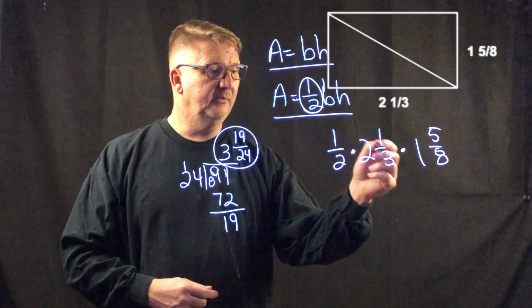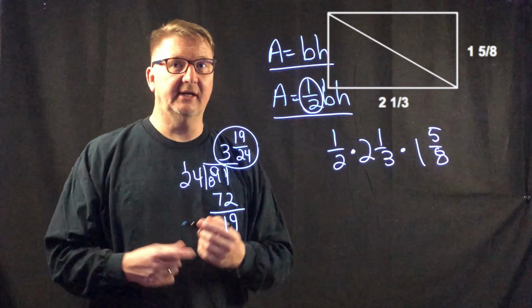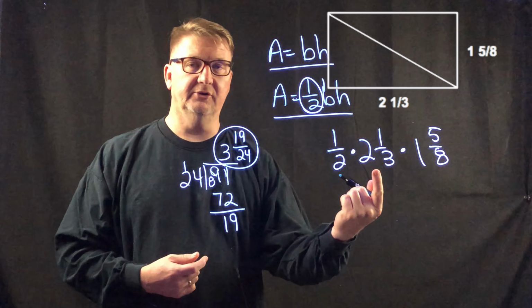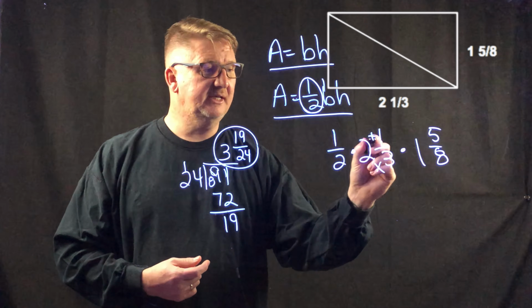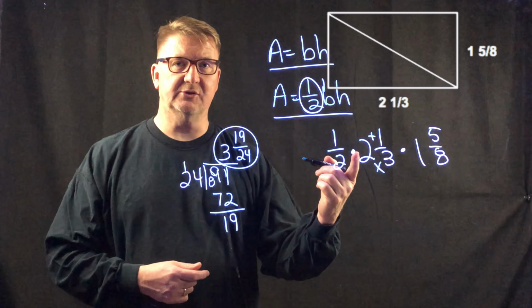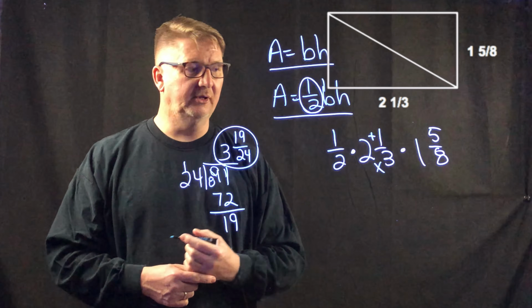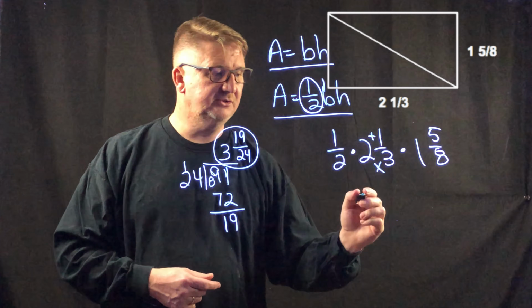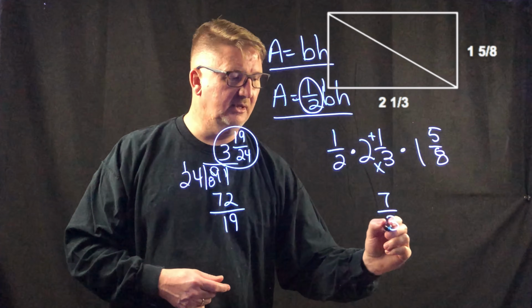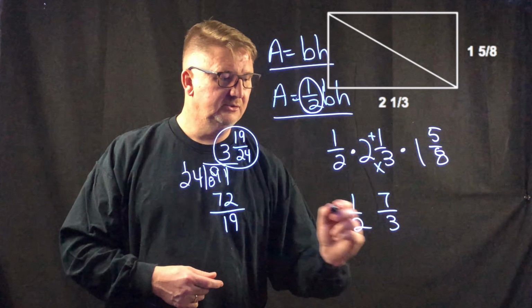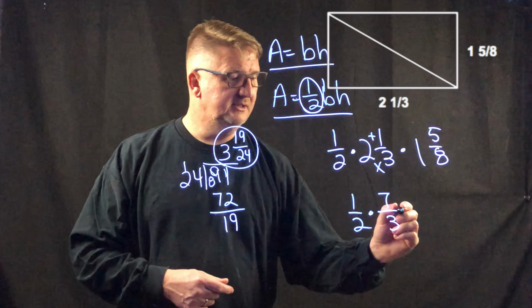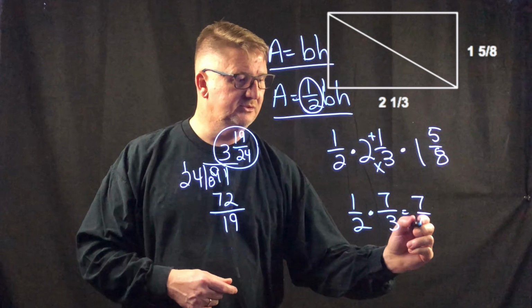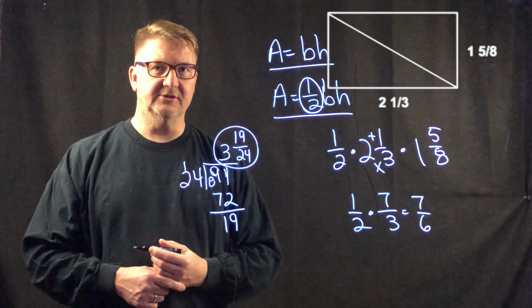All right, so I'm going to multiply 1/2 times 2 1/3. So I got to go back to what we did before. I got to turn this into an improper fraction, and I do that by multiplying the denominator times the whole number and adding the numerator. 2 times 3 is 6, plus 1 is 7, and I keep it over 3. So now I do 1/2 times 7/3. 1 times 7 is 7, 2 times 3 is 6, and that's my answer.